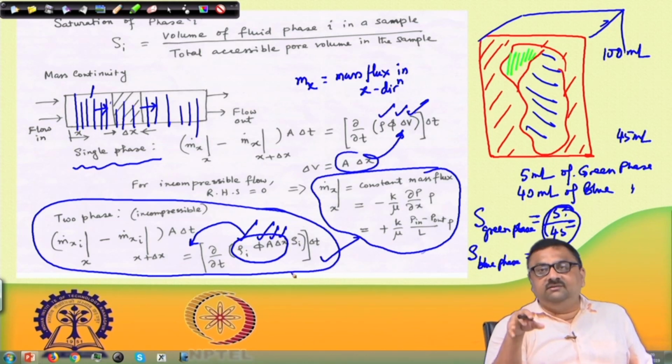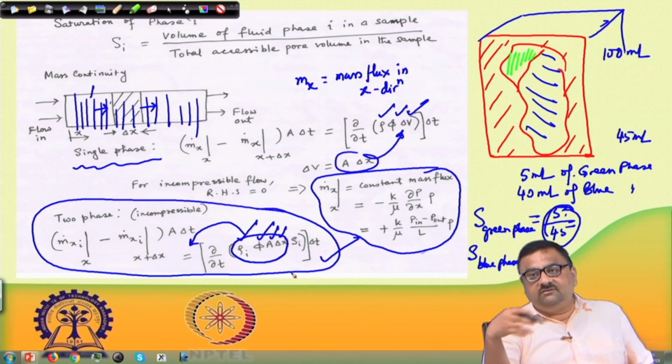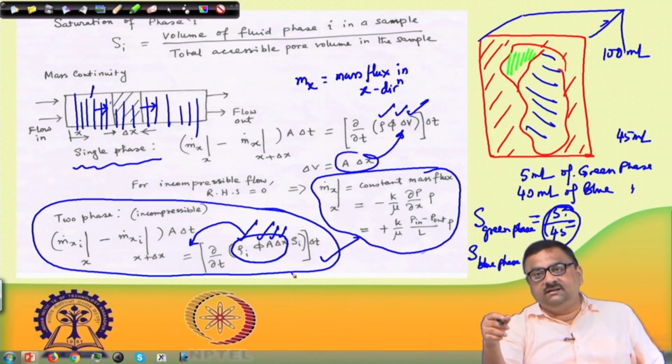This is something we are heading to. So this definition of saturation, definition of capillary pressure, and flow or displacement of oil and water were important, and I discussed this in this module.